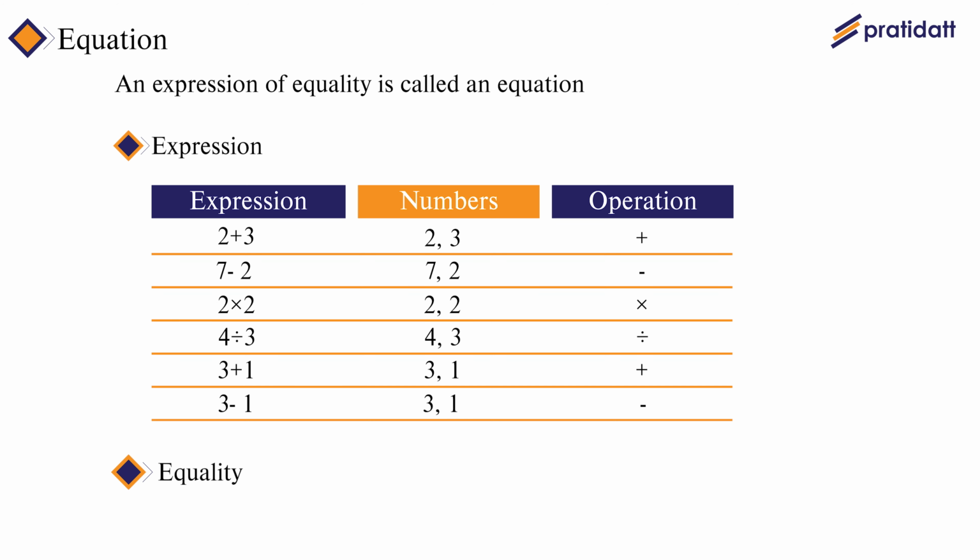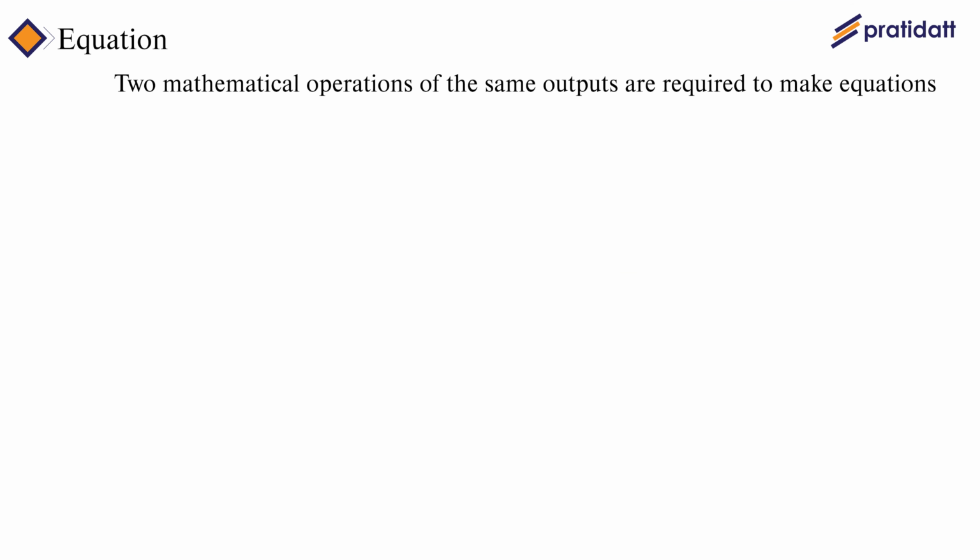So let's go towards equality. Equality is denoted by the equal to sign and expressed as two expressions with the equal to sign between them. An equation is a complete presentation of an expression with an equality sign. Two mathematical operations of the same output are required to make equations. What is meant by two mathematical operations of the same output?